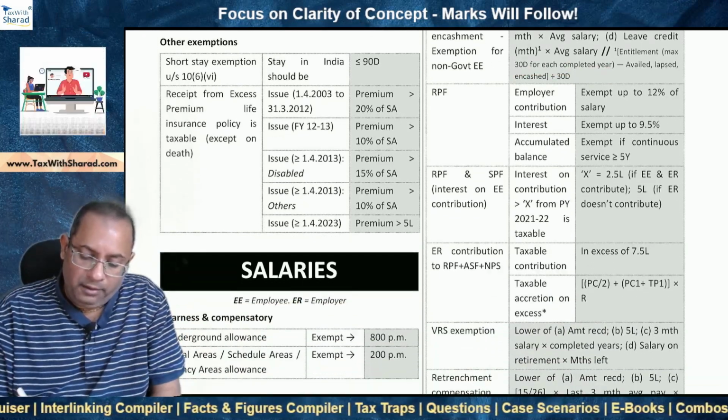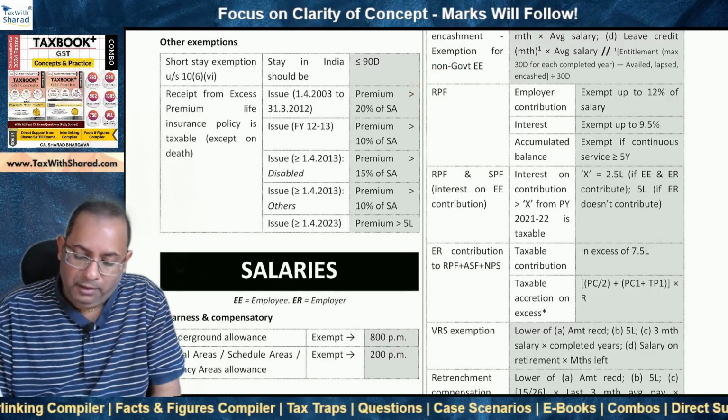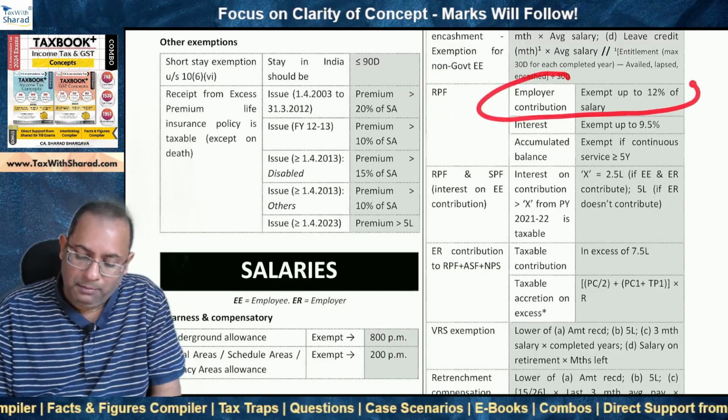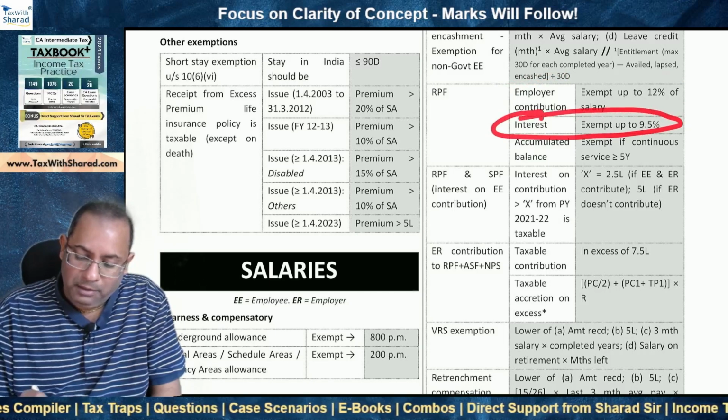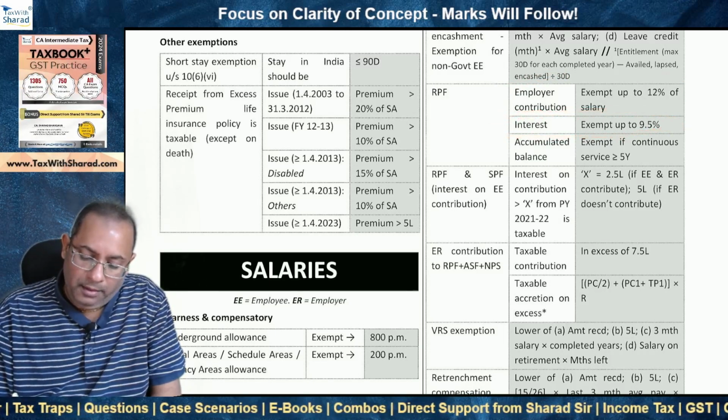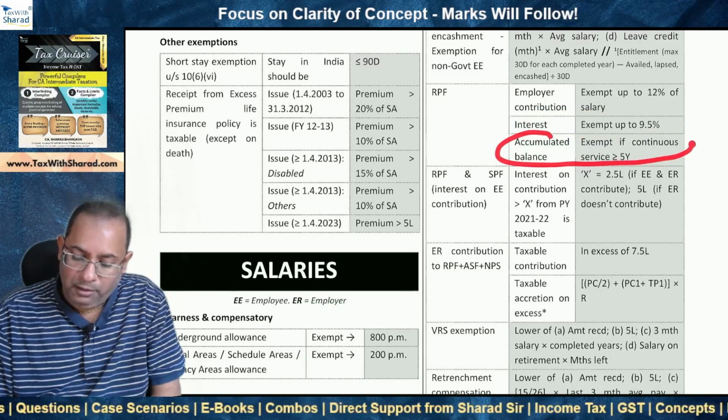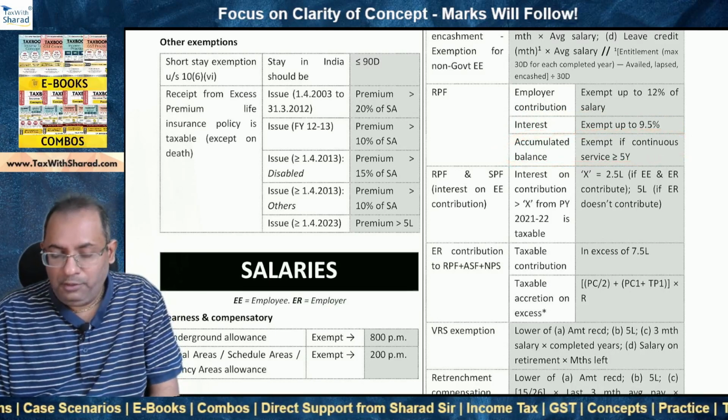Now we look at Provident Fund. RPF, Recognized Provident Fund: employer's contribution is exempt up to 12% of salary. Interest is exempt up to 9.5%. And the accumulated balance is exempt if continuous service is there for 5 years or more.